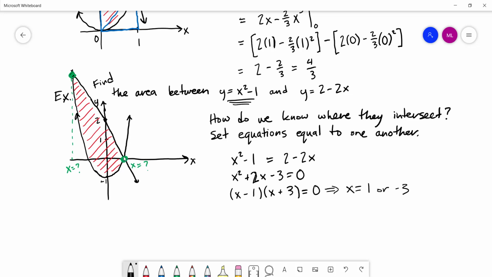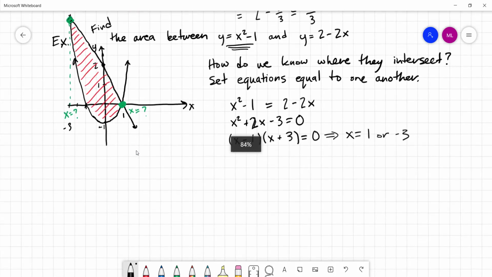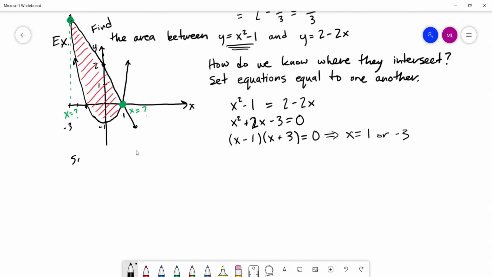And clearly here, my drawing's not to perfect scale, but we got one that occurs at 1, and this one must occur further over, and it turns out it occurs at -3. So there's our bounds. So when we set this up, I'm not going to compute the integral, but our integral is the following. It's going to be the integral from our starting point, -3, up to our ending point of 1, of the top minus the bottom.